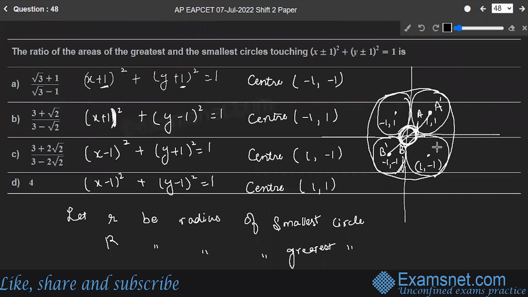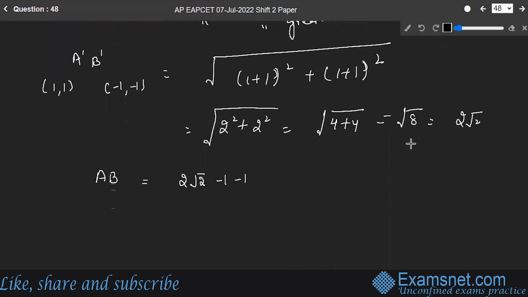So AB can be written as 2√2 - 1 - 1. Now, how is this possible? See, A'A is actually the radius of this circle, which is equal to 1. Similarly, B'B is the radius of this circle, which is again equal to 1. So whole A'B' minus the radius of both circles will give you the diameter of the smaller circle, which will be equal to 2√2 - 2. So this is the diameter. AB is the diameter of the smallest circle.